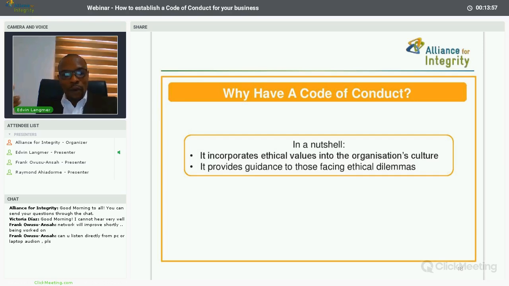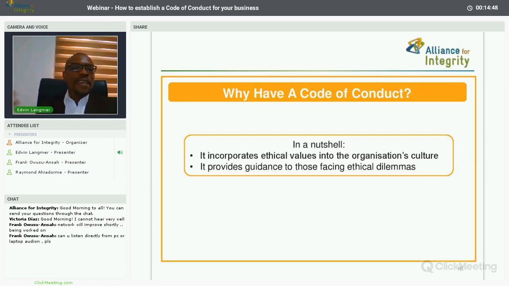So to sum it up, why have a code of conduct? We say it incorporates ethical values into the organization's culture. You would appreciate that ethical values are not hard things that you can measure, like a financial statement that has figures to back it. So what the code of conduct does is to wrap these up. It provides the expectations. It puts all in one book, if you like. You'd say it's the Bible of the organization. It tells the do's and the don'ts in the organization.